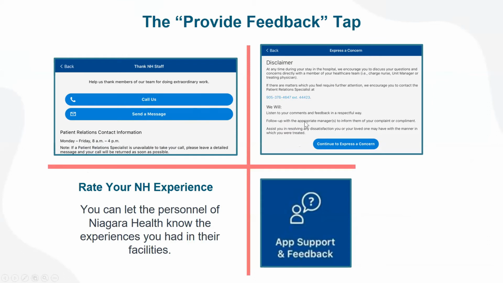These two very much act very similar. So basically what you can do is you can either call and leave a message at Patient Relations, or you can click on the send a message and it'll open up a fillable form where you can enter your information, your name, your email address or phone number, however you prefer to be contacted, and a little bit of information about what you're contacting about.